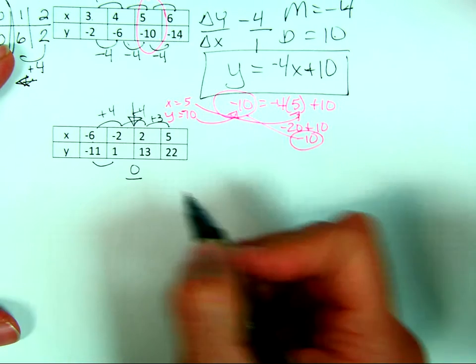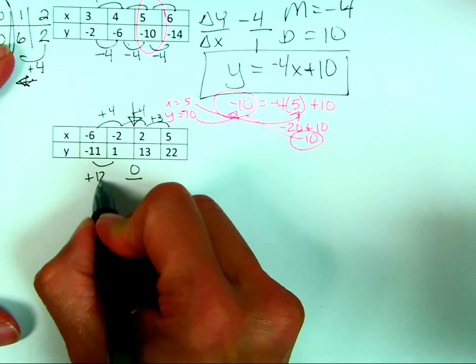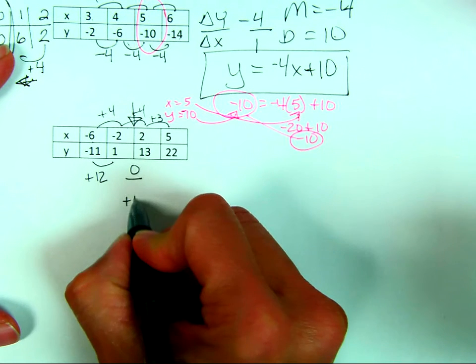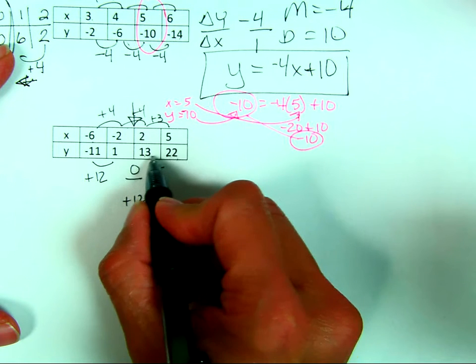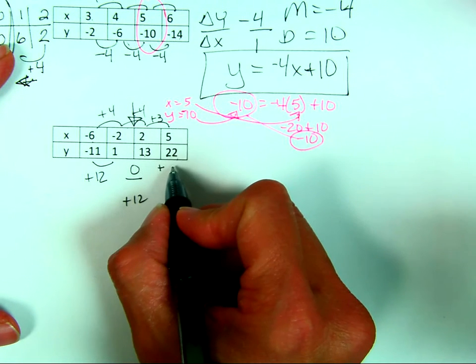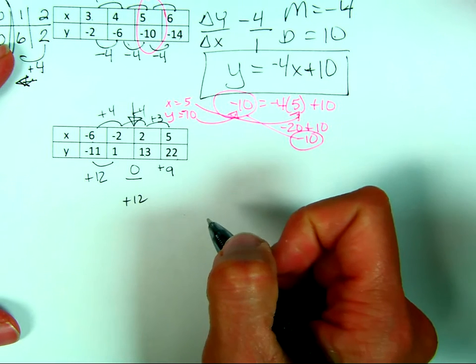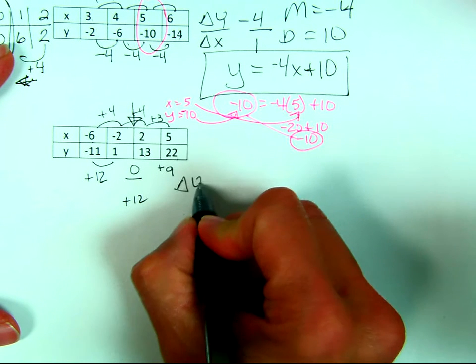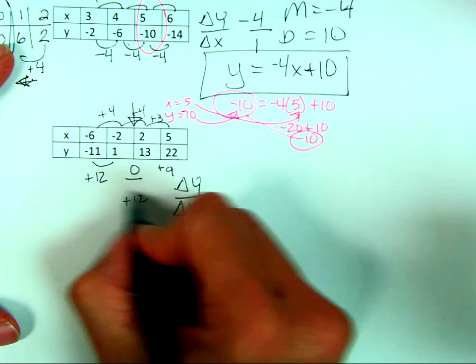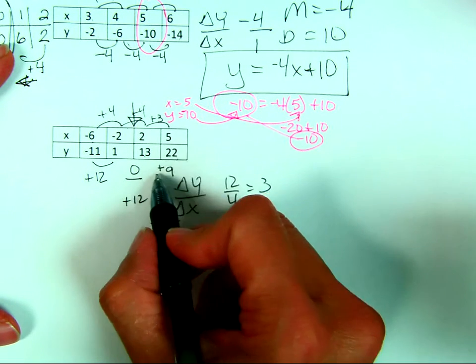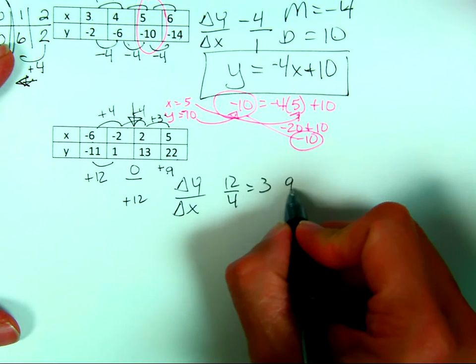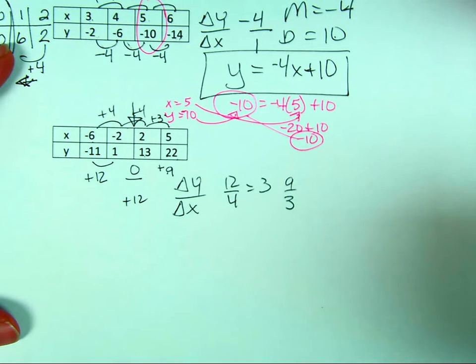So from here to here, I'm adding 12. From here to here, I'm adding 12. And from here to here, it looks like I'm adding, what's that, 9, right? Looks like 9. Okay, let's test it out. What's my change in y over my change in x? Well, these two are the same. 12 over 4, that's definitely 3. And then 9 over 3. 9 over 3 is also 3. So we're good. It's linear.